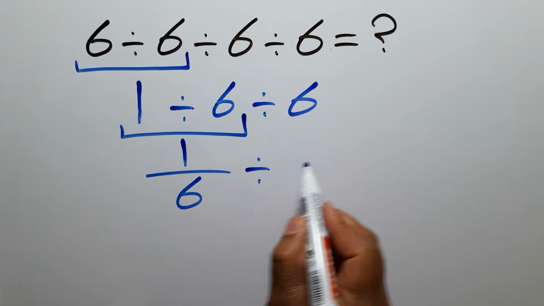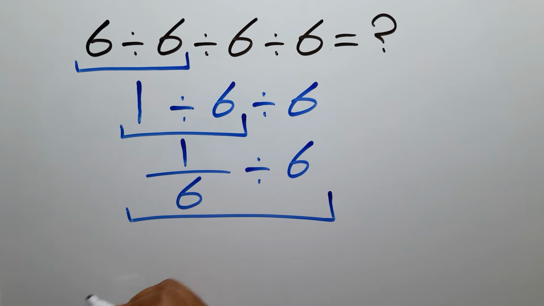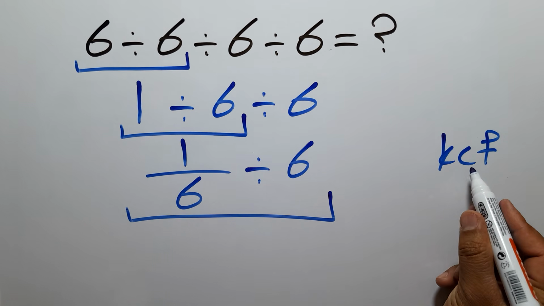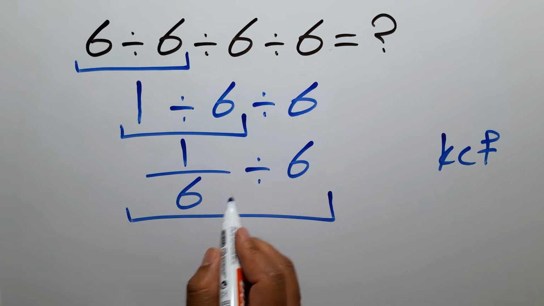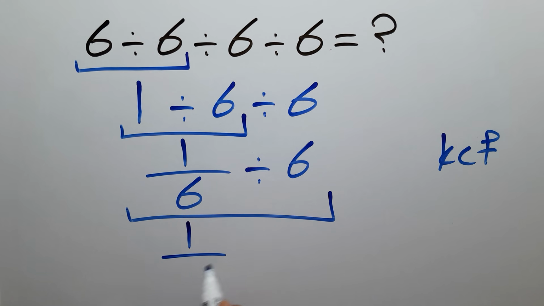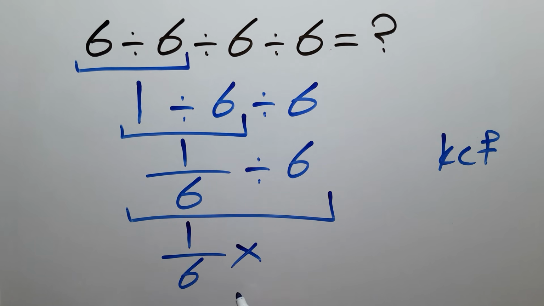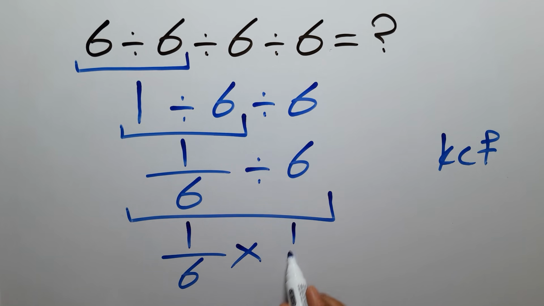Then divided by 6. Now, according to the KCF rule, K stands for keep, C stands for change, and F stands for flip. We can write keep the first fraction, change division to multiplication, and flip the second fraction.